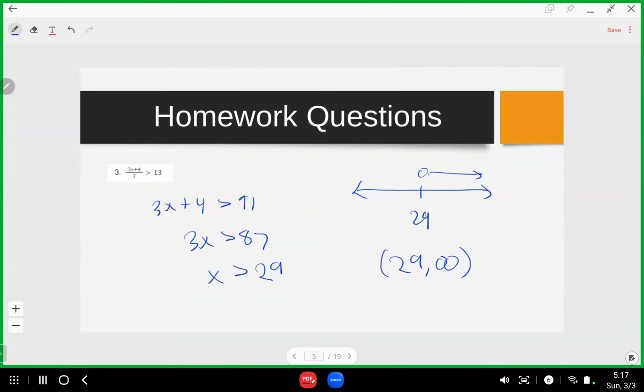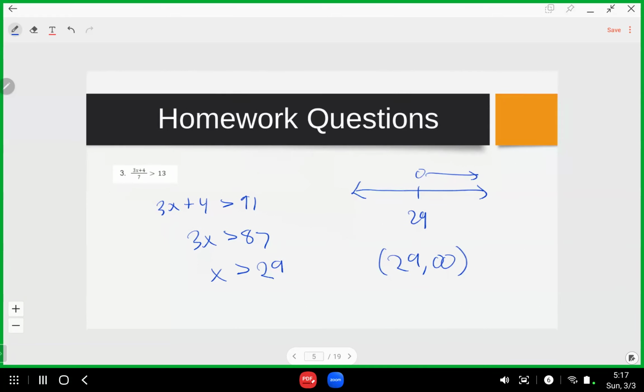Okay, very good. So that is all for the homework today. I think everybody got it very easily. Everybody got the correct answer. I don't think anybody had any trouble with this. That's very, very good to hear.